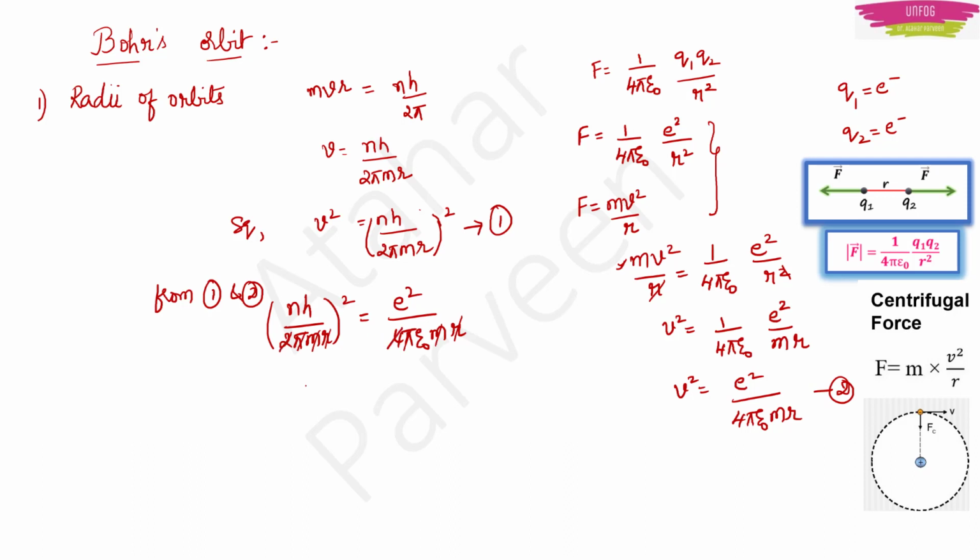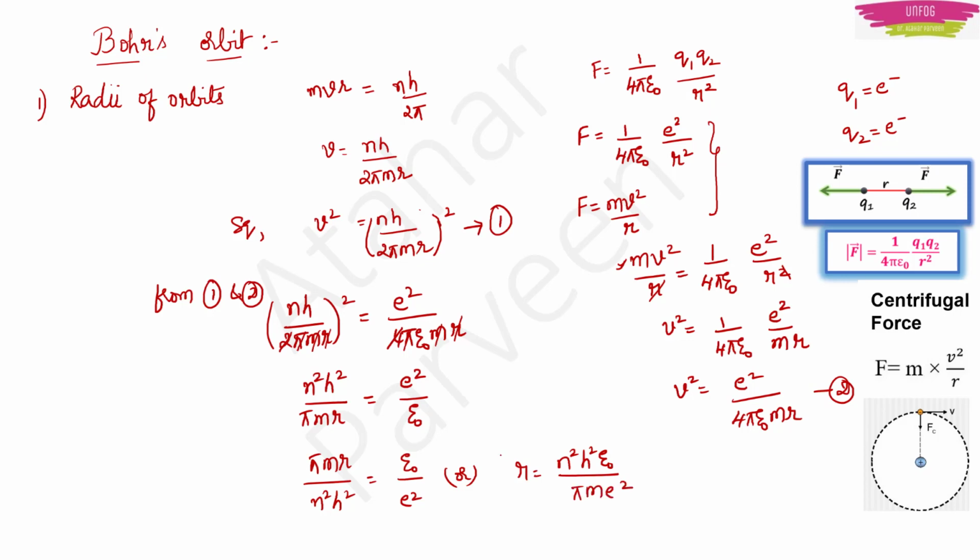So what is remaining on the left hand side? N square h square upon pi m r, because it is a whole square. On the right hand side I have E square upon epsilon naught. Now I can find the radius of the orbit easily. I will take the reciprocal: pi mr upon n square h square equal to epsilon naught upon E square, or r will be equal to n square h square epsilon naught upon pi m E square. Okay, this is the formula for the radius of the orbit.